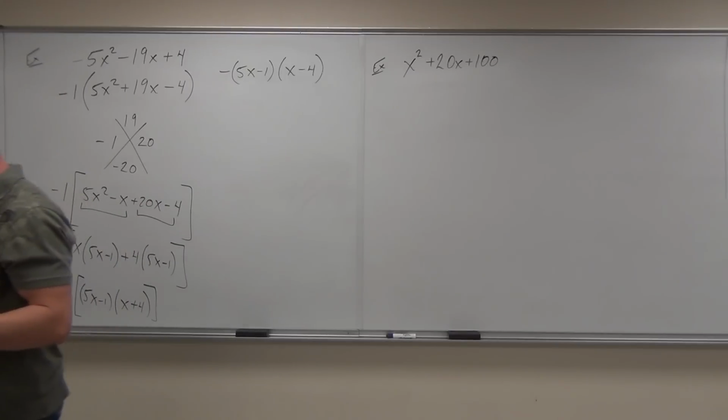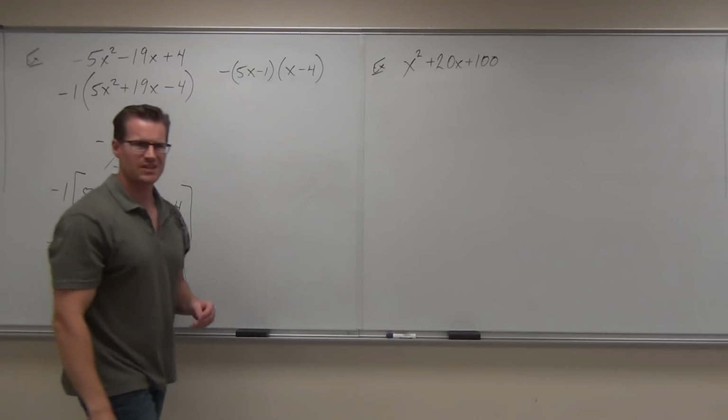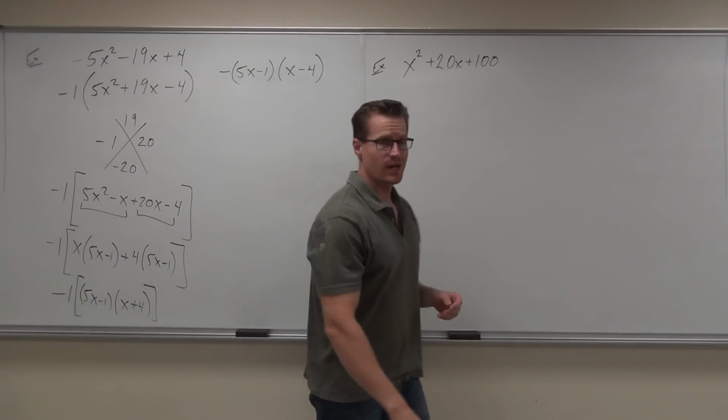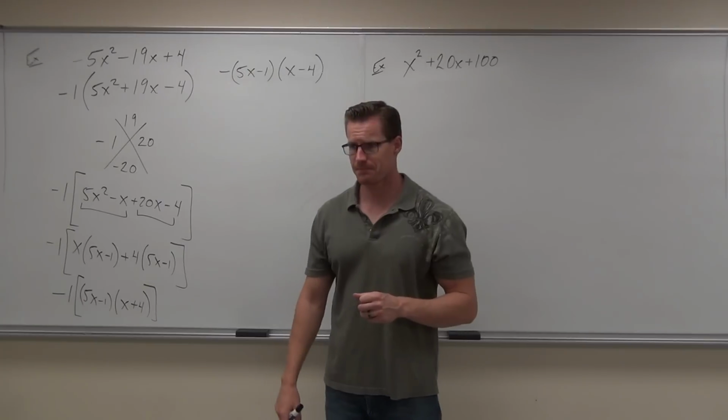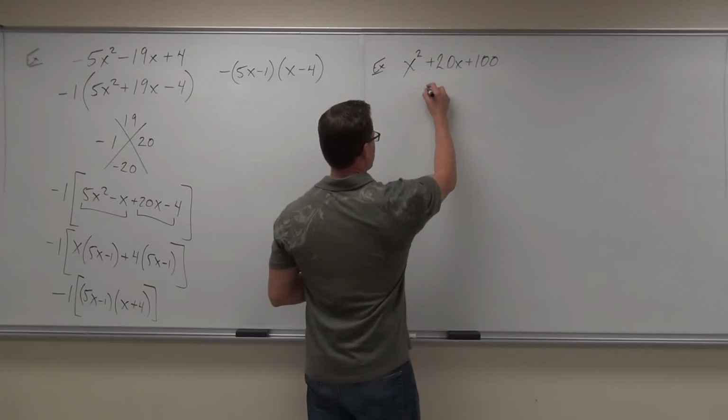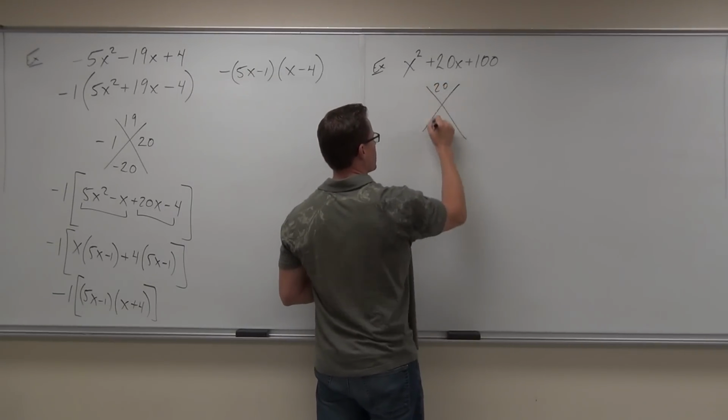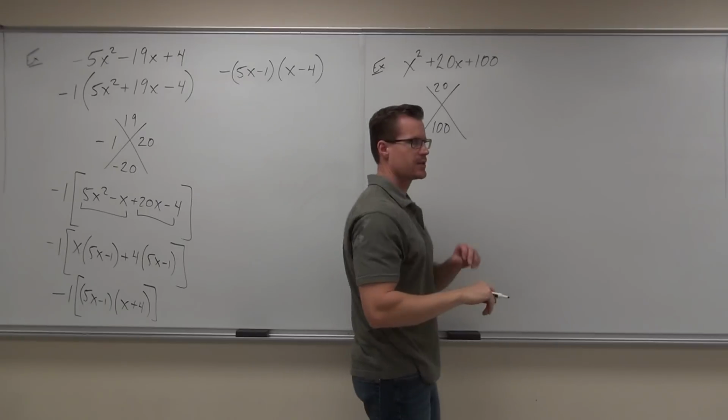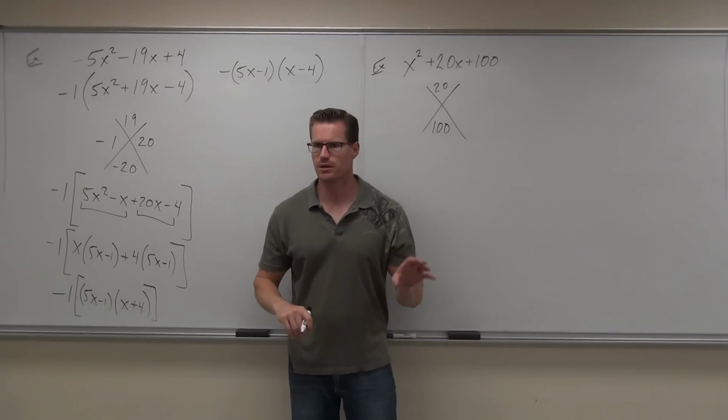Can you check the order for me? Is it good? Yeah. Do we have a GCF? No. How many terms we got? Diamond. 20 and 100. Can you give me 2 numbers which add to 20 and multiply to 100? 10 and 10.